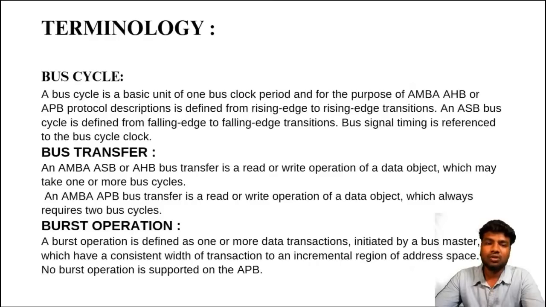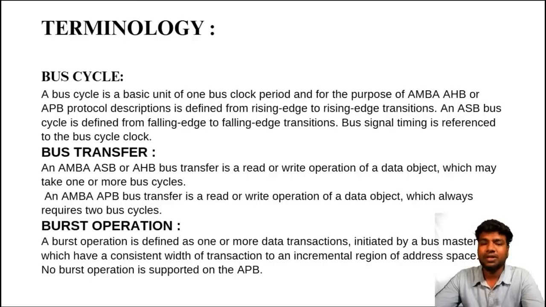And then we'll move to the terminologies. There are three terminologies in the protocols: bus cycle, bus transfer, and burst operation. So bus cycle is one clock period of the clock. The bus cycle is the basic unit of one bus, one clock period. For the purpose of AHB or APB protocol description, we define it from rising edge to rising edge. So one cycle is a rising edge to another rising edge.